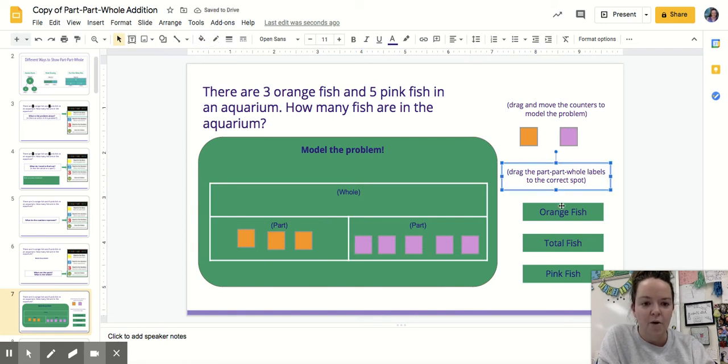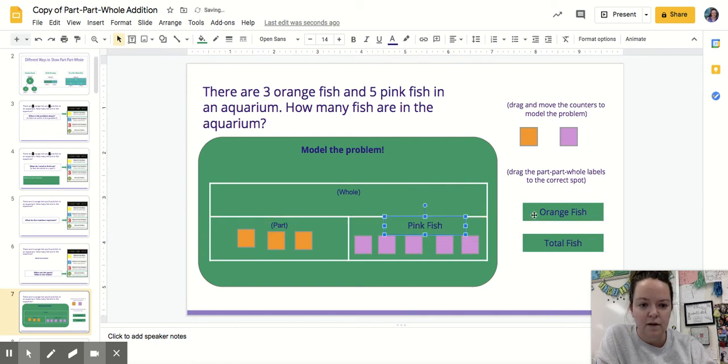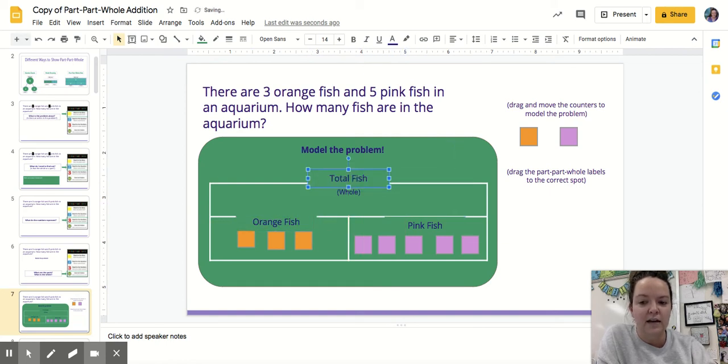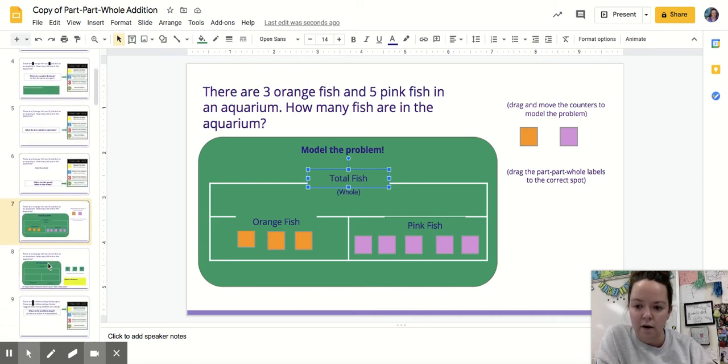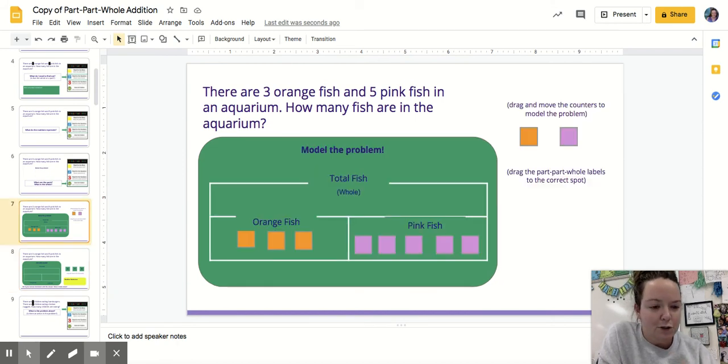Okay. Now on this slide, it has labels for us so we can know kind of what we're doing. So I'm going to go ahead and move these labels over. So I'm going to put pink fish right here, orange fish right here, and then total fish up here because that's what I need to figure out, right? I need to figure out how many total fish do we have in our aquarium. All right. So, okay, perfect. I was making sure I read that slide right. All right. So I have my 3 here, I have my 5 here.